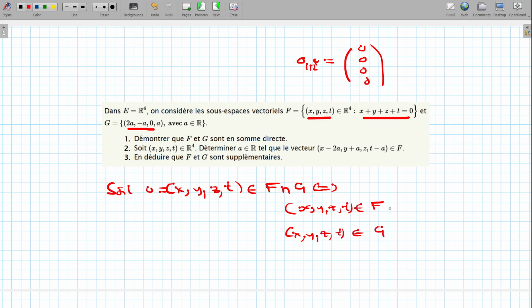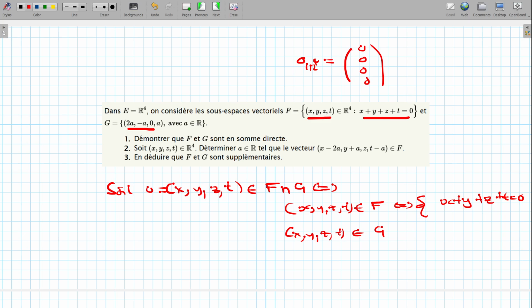So what does it mean for this vector to be in F? Well, it means that it satisfies this condition. So the first condition is x plus y plus z plus t is equal to 0. So it satisfies that condition. Okay, that's fine.